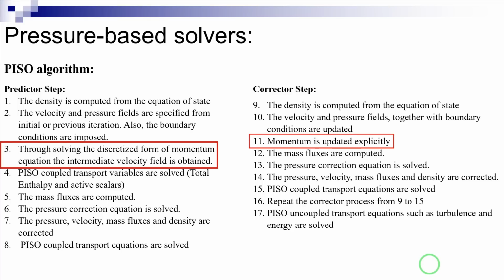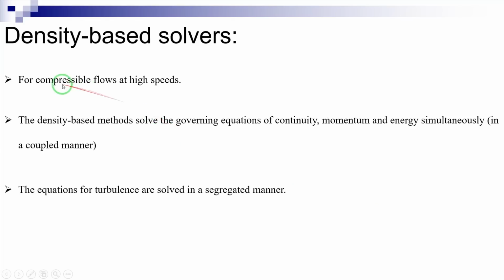Density-based solvers. The density-based solvers are mainly used for compressible flows, which are encountered at high speeds. In these solution algorithms, which are based on what are known as Riemann solvers, explicit or implicit time marching procedures are employed to solve the governing equations. The density-based methods solve the governing equations for continuity, momentum, and energy simultaneously, i.e. in a coupled manner. The equations for turbulence quantities are solved in a segregated manner outside the coupled solver.